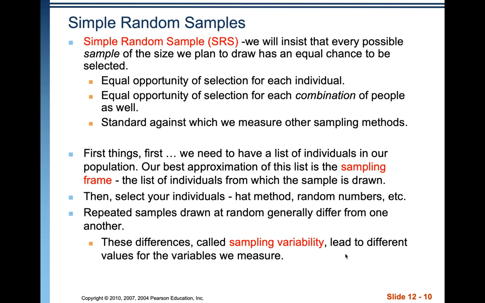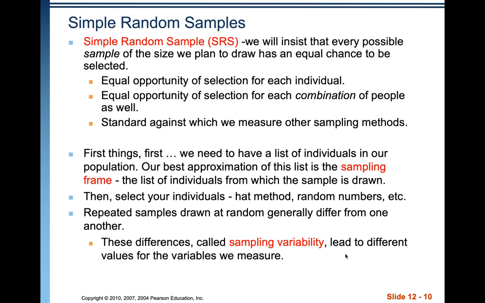So, what does it mean to be a simple random sample? Well, first of all, there has to be an equal opportunity of selection for each individual. But you know what? That's true for some of the other techniques we're going to talk about too. What makes a simple random sample unique is that there is an equal opportunity of selection for each combination of people or combination of individuals as well.